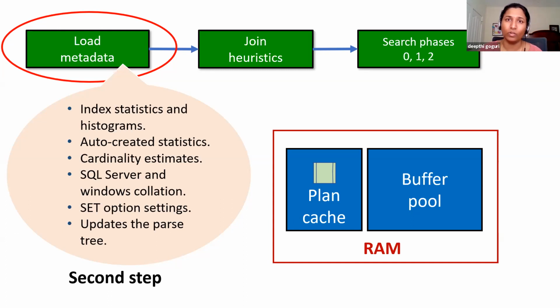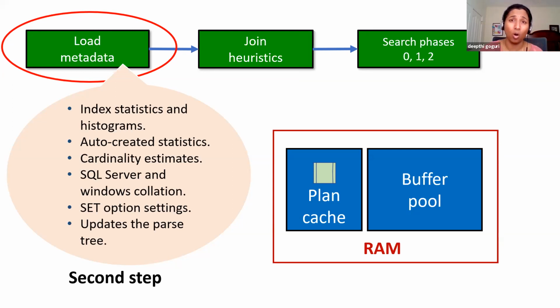Like I said, the statistics information is what the optimizer has to analyze to think how many rows are going to come back out of each operator inside the execution plans. So that kind of information is gathered here. SQL Server and Windows collation are checked here, and set options are also checked, like set XML on or off. If you are using ANSI padding, like set ANSI padding on or off, your execution plan might depend on that setting.